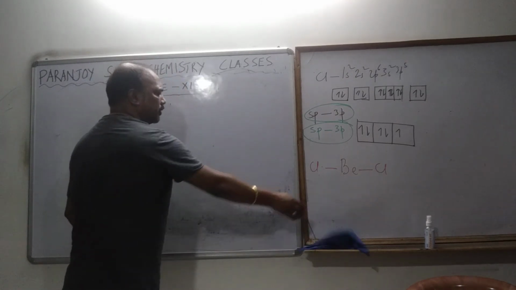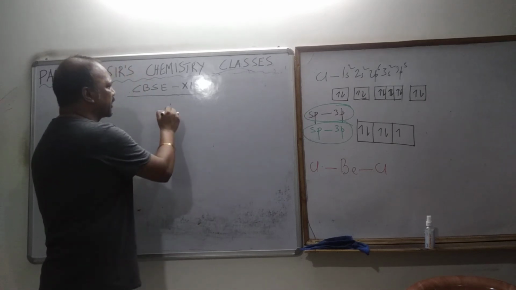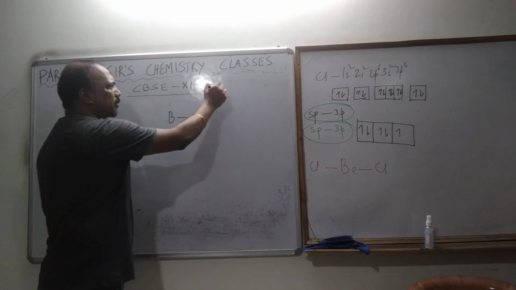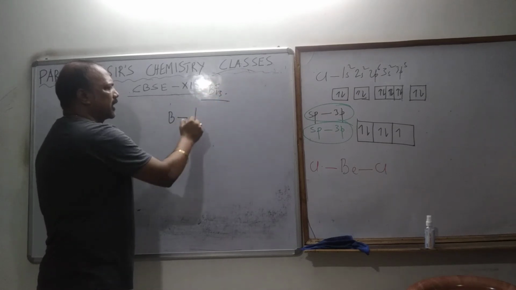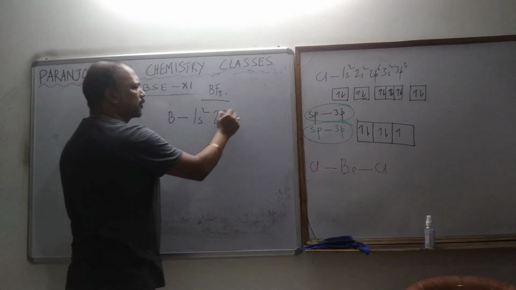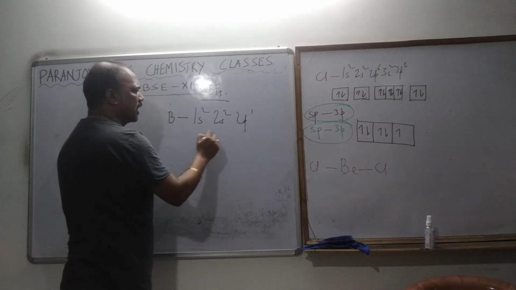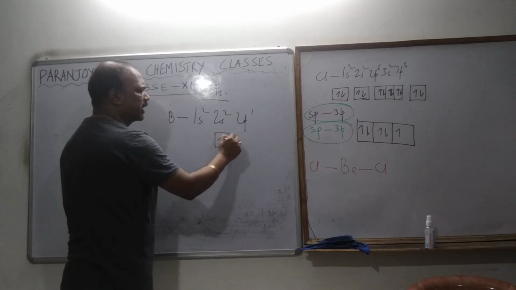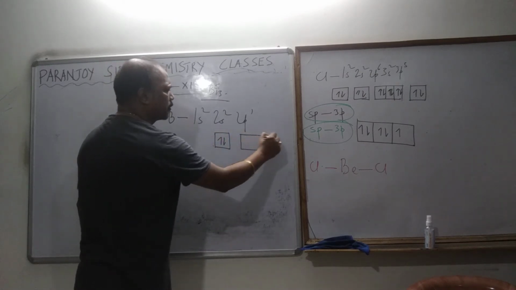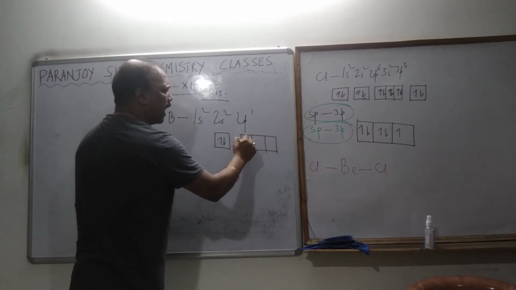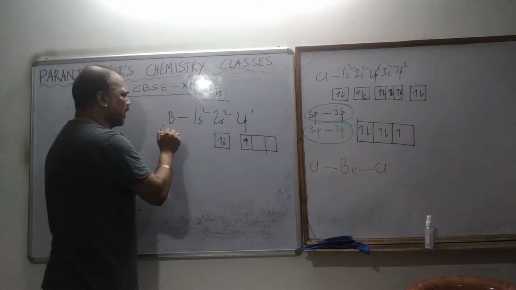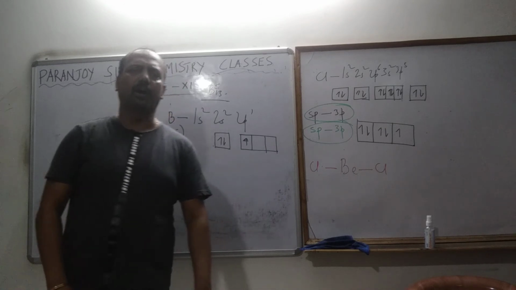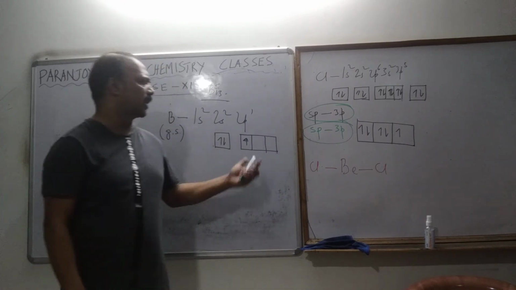Now boron. Boron has electronic configuration 1s2, 2s2, 2p1, and we are going to explain the structure of BF3. I'm not drawing 1s2, that's already there, paired up. So 2s2 and 2p1. Now this is the ground state. Tell me how many orbitals are ready to form the bond in the ground state?